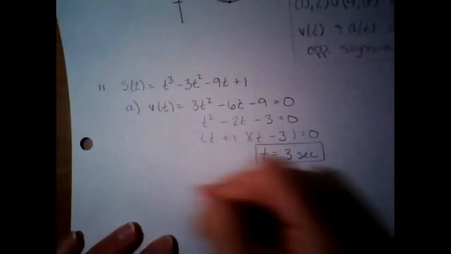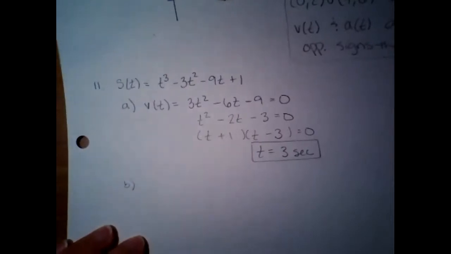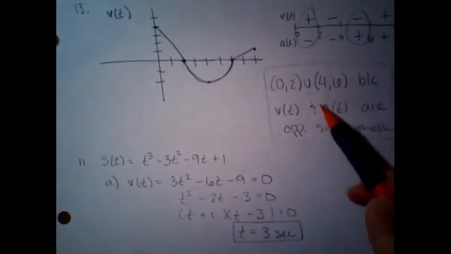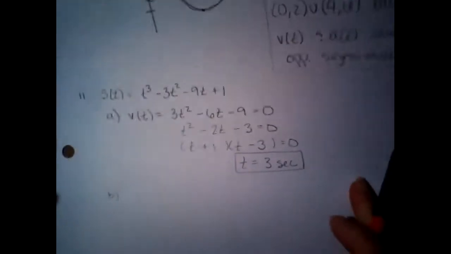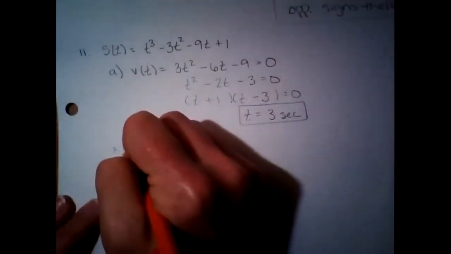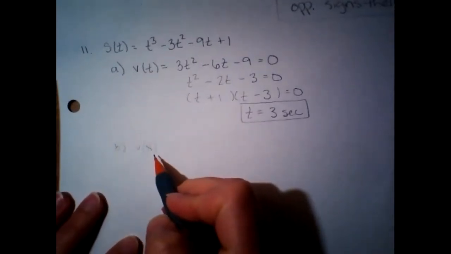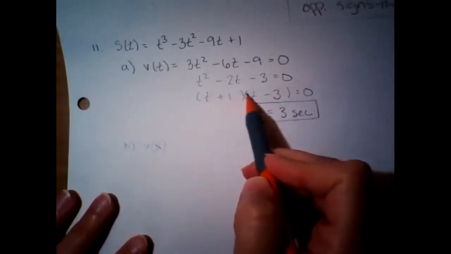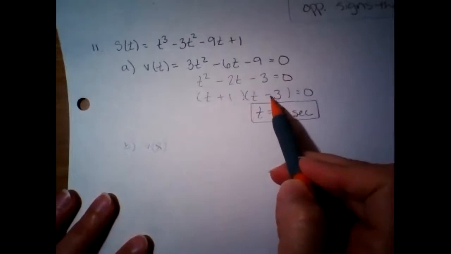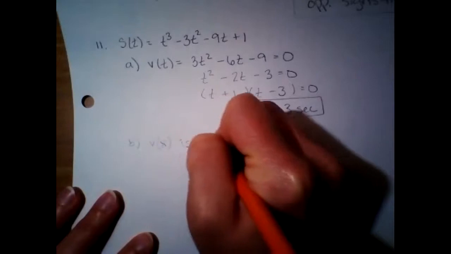And then letter B is asking, is the particle speeding up or slowing down at time 8? Justify your answer. Okay, that's the same thing 13 was asking. It's just we don't have a graph to look at, so we're going to have to actually plug 8 into the velocity and acceleration. So we're going to get velocity at 8. And actually, you don't even need to figure out what it actually is. You just need to figure out if it's positive or negative. So if we plug in 8 here, 8 plus 1 is positive, 8 minus 3 is positive. So v of 8 is positive.